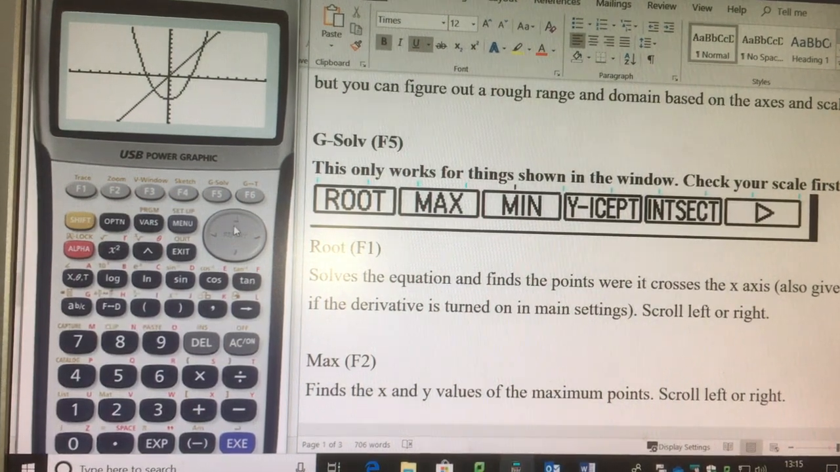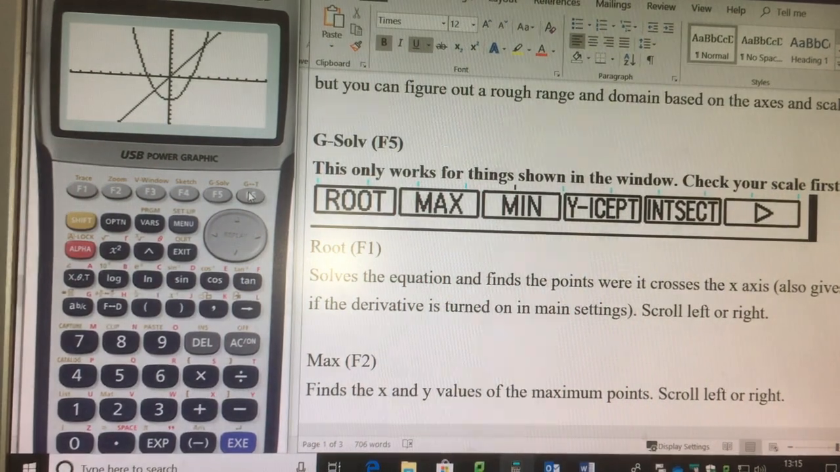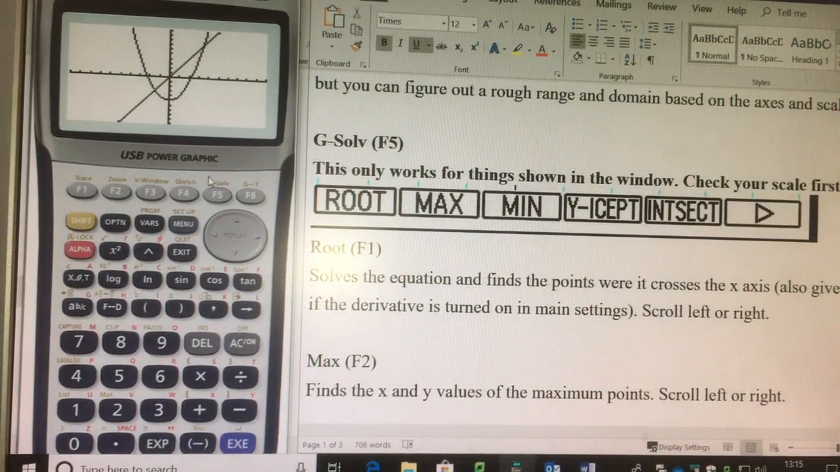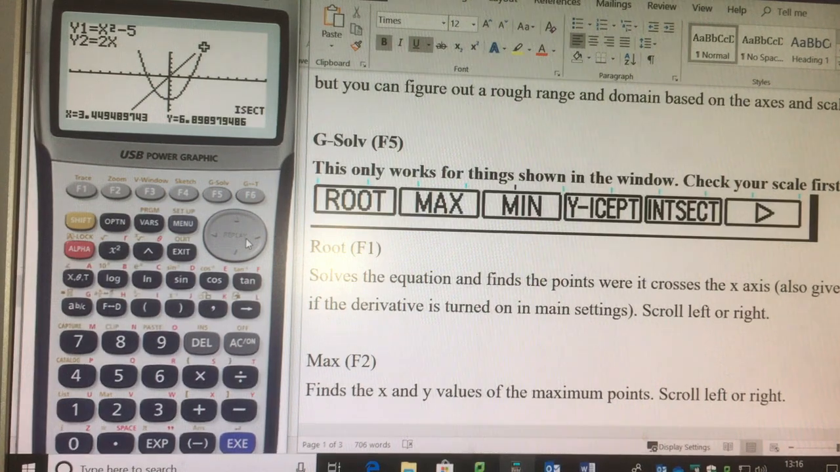What was the other function? So that's 2x and x squared minus 5. So Sarah wanted to solve when x squared equals 2x plus, wait, what was it? 5x? Whatever it was. I can then go G-Solve and Intersect, and it will find me the coordinates of the points where they meet. So if you guys try that, plot both, and see if you can find where the two curves meet.